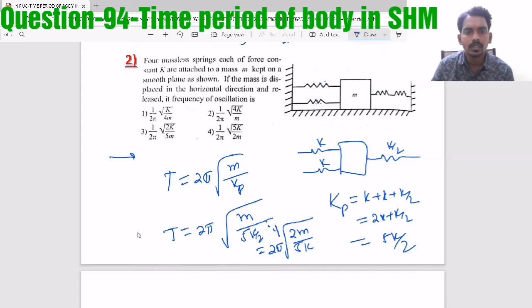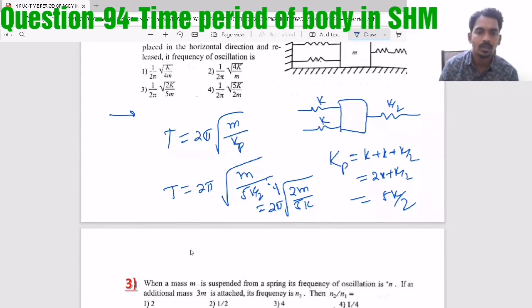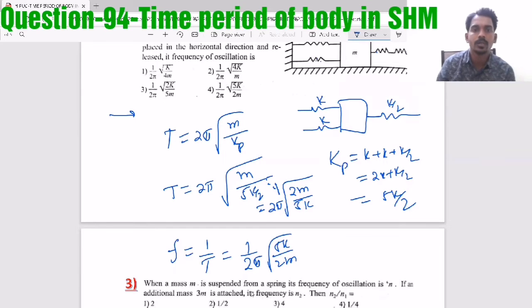Oh, they are asking frequency. So frequency means what? 1 by time period. So 1 by time period means 1 by 2 pi root of 5k by 2m. So this way they can ask frequency, or they can ask angular frequency omega, or they can ask time period.